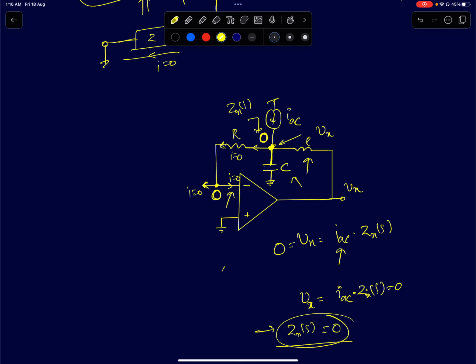Okay, so that's it. So that's why I said this just requires intuition. You don't need to do a very complex analysis for this.